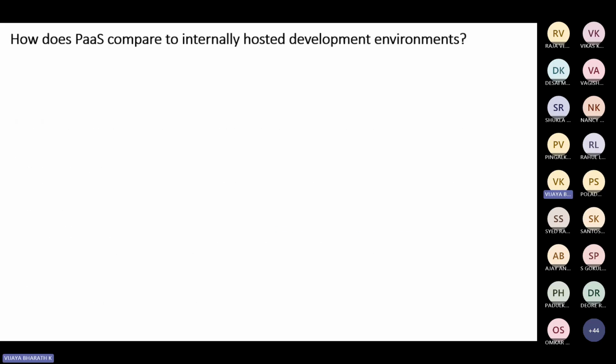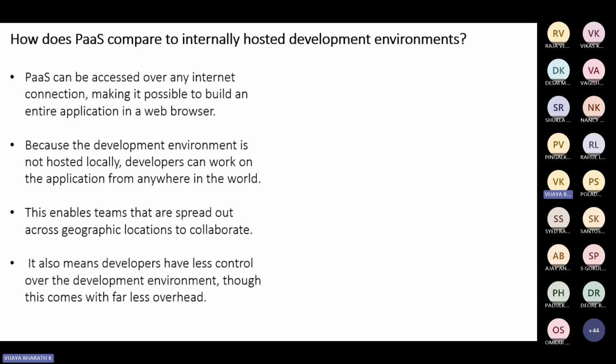Next is how does PaaS compare to internally hosted development environments? PaaS can be accessed over any internet connection, and you can build an entire application in a web browser. Your development environment is not hosted locally because it is hosted on the cloud. So developers can work with their application anywhere in the world. This enables teams spread across geographical locations to collaborate and work on a single project.